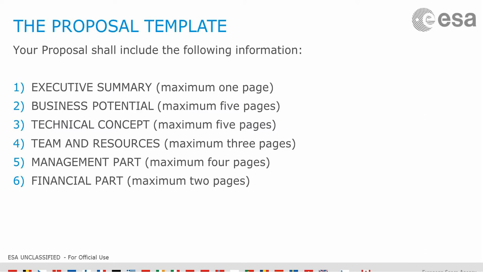The proposal template itself consists of 6 different parts, which are shown here. An executive summary, 1 page; business potential, 5 pages; technical concept, 5 pages; team and resources, 3 pages; management part, 4 pages; financial part, 2 pages. In order to facilitate and ease the procedure, we have reduced the typical ESA requirements to a minimum, which means the financial part, for example, consists of a simple table which asks for the man hours, the travel budget that you will use, external services, and any miscellaneous costs.